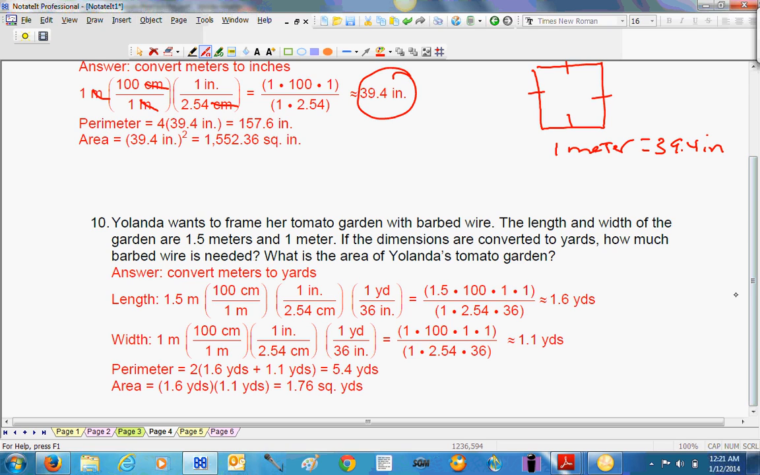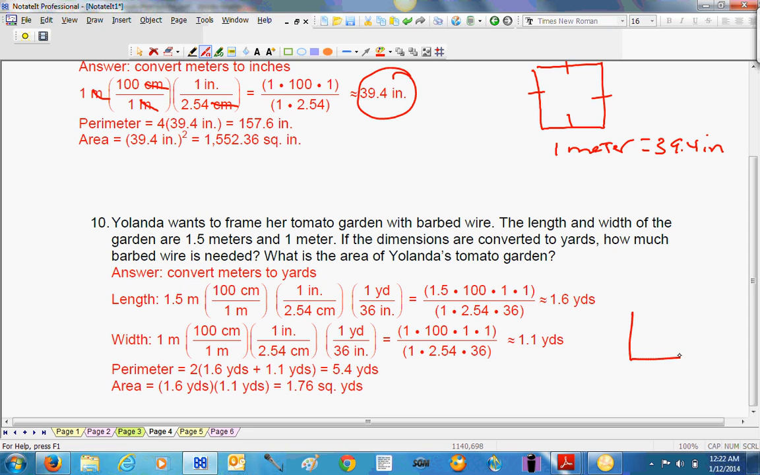Now, the next problem is again the exact same thing that we looked at earlier. Only now we're not drawing the pictures. We're going to look at it through dimensional analysis. So this individual wants to frame a tomato garden with barbed wire, and we have our particular conversions. Remember, it was 1.5 to 1, and if they are converted to yards, how much barbed wire is needed. So again, just another way to look at it.